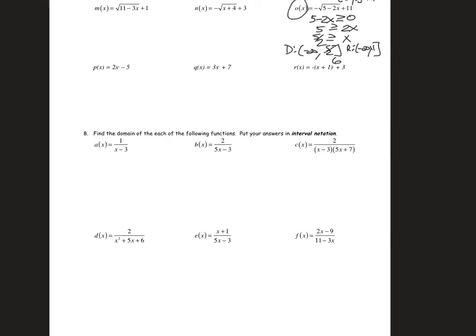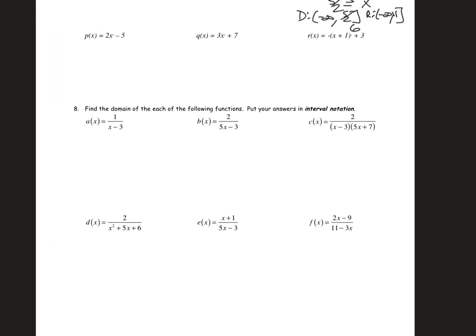Okay, let's see. Oh, this is only the domain, the last ones. Okay, so let's do the domain of c of x here. I don't have a square root, but I do have variables in the denominator. And the denominator can't be 0. So that means x cannot be 3 and x cannot be negative 7/5.